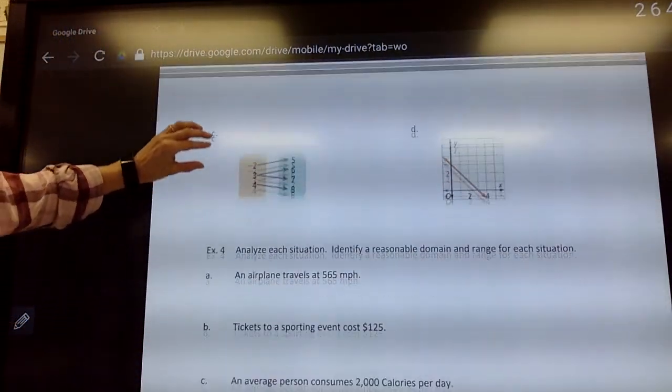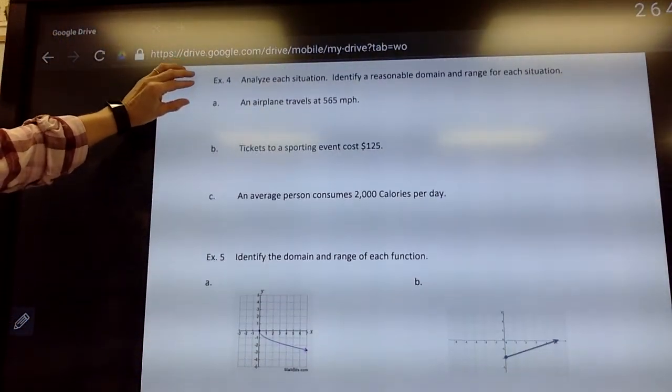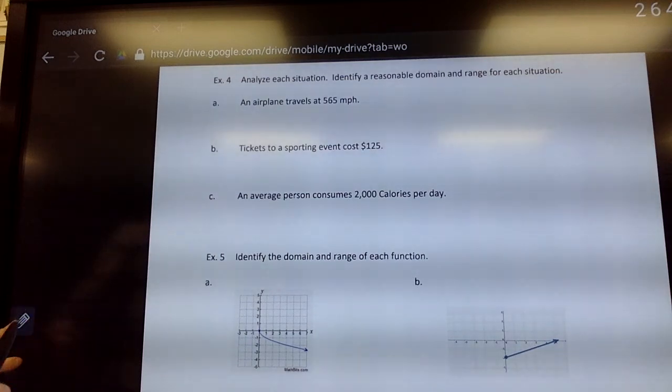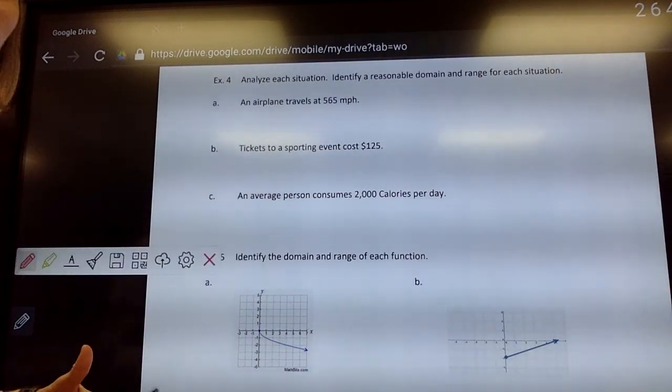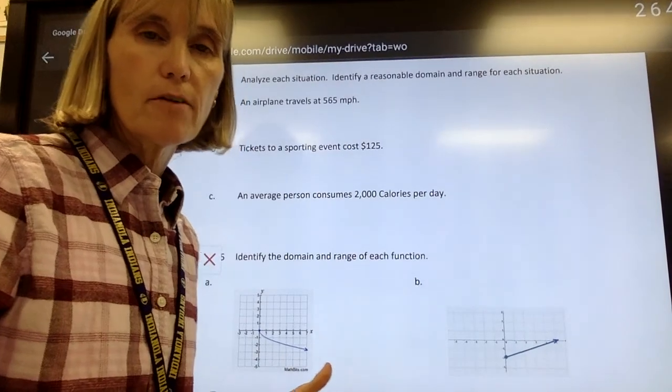Okay, let's see what we got at the end here. It says analyze each situation, identify a reasonable domain and range. Basically what we're asking is, is it okay to have some negative values?